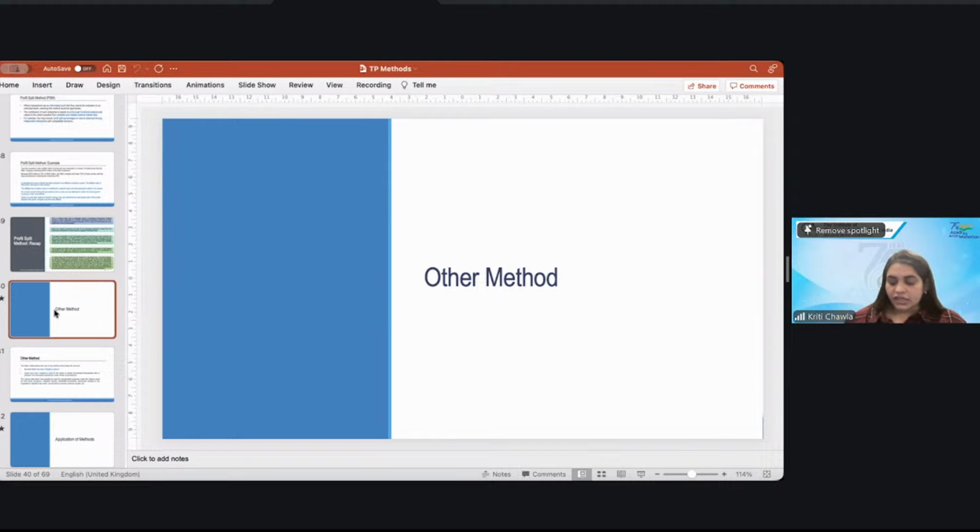Okay. The next method, or the last method, is basically called the other method. But before that, any questions with respect to the profit split method? Any questions? Okay, no questions.